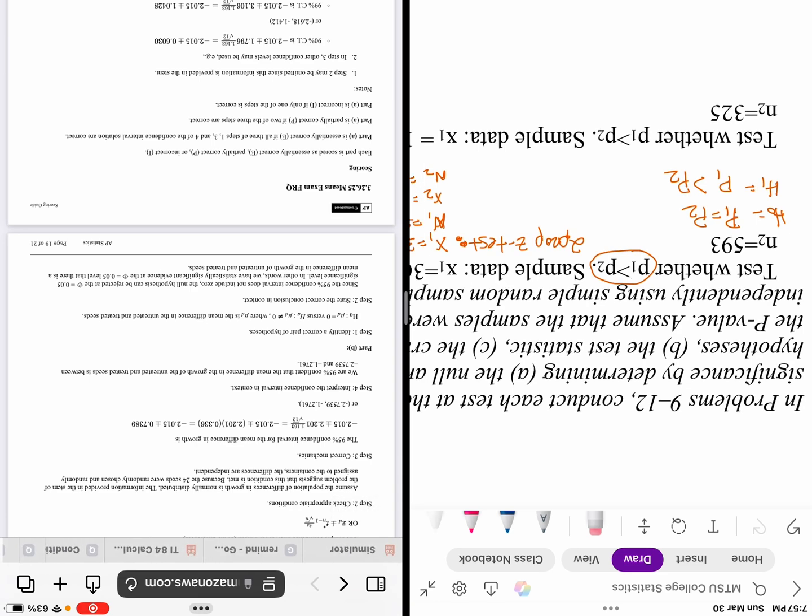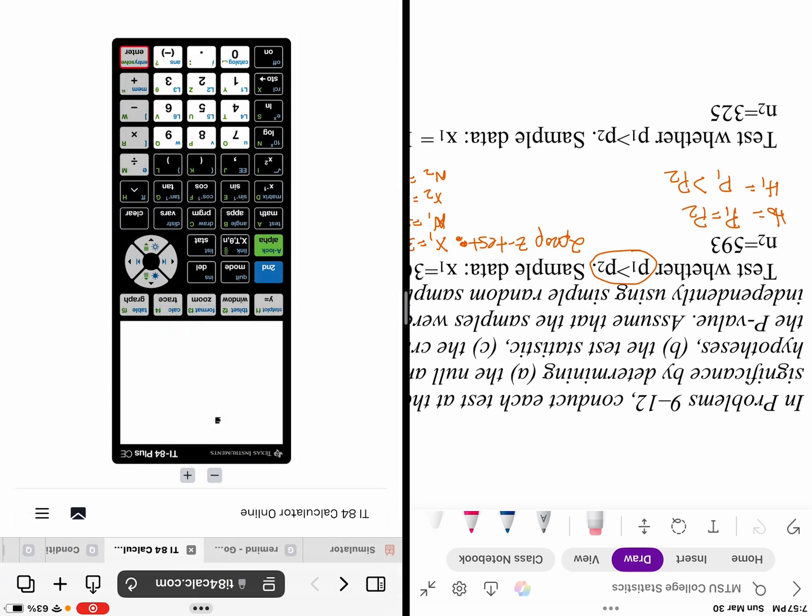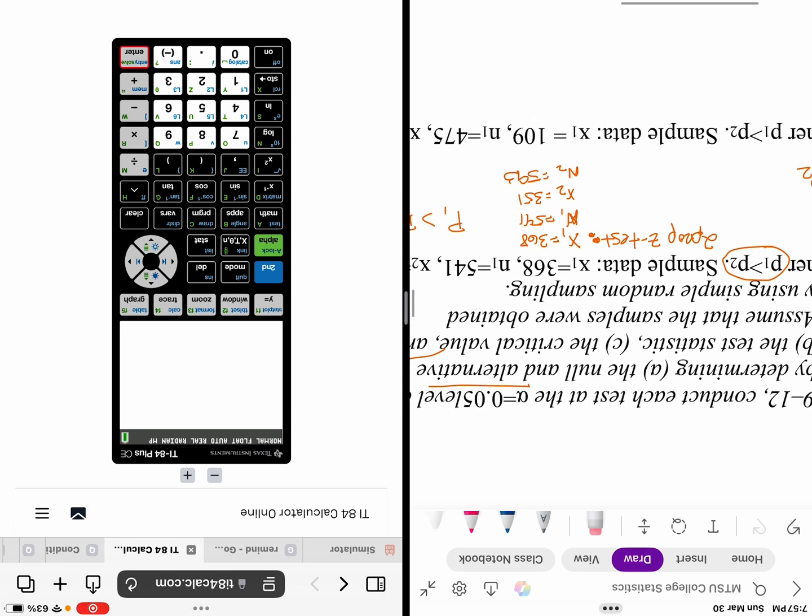And let's see, there we go. So clear that out of there. All right, so with that in mind, we're going to go Stat over to Test. Two-prop z-test is option number 6. Now I start typing that in: 368, 541, 351, 593. And we're testing that P1 is greater than P2, so that's the last one. Go down to Calculate, and I hit Enter.